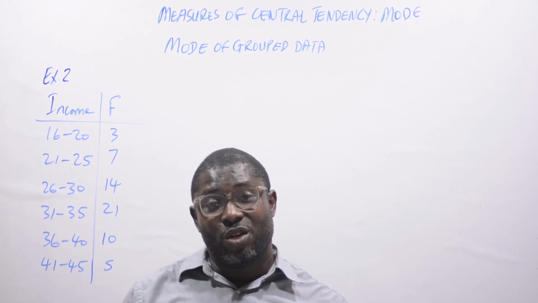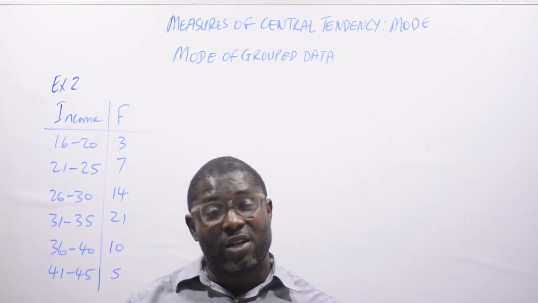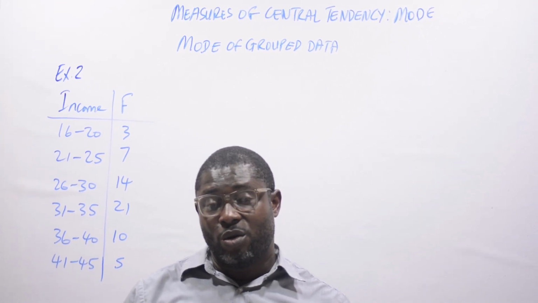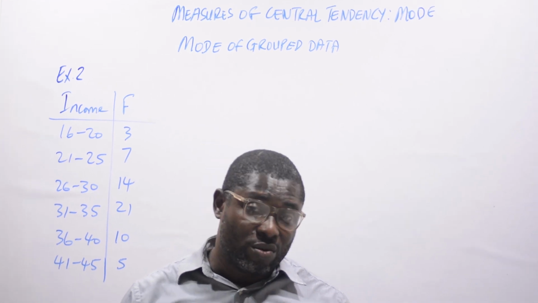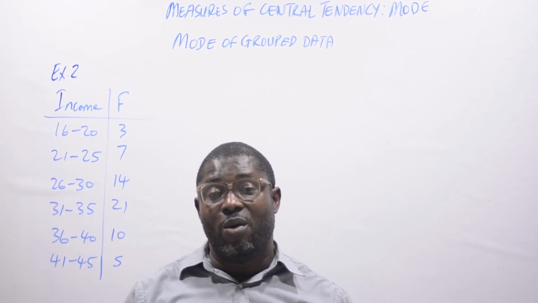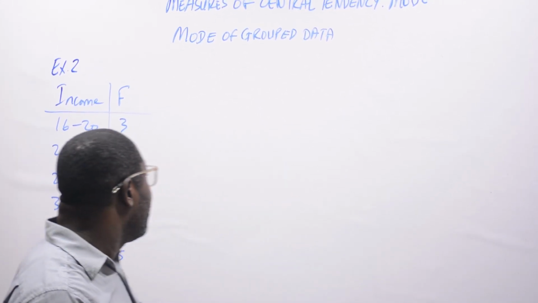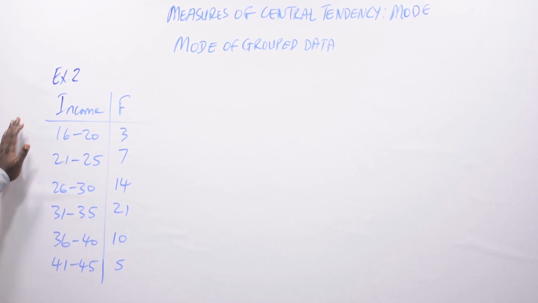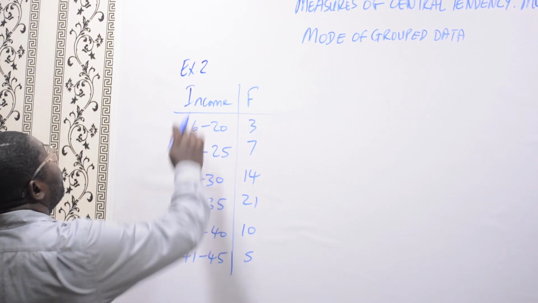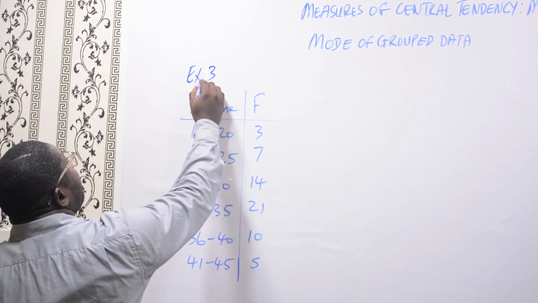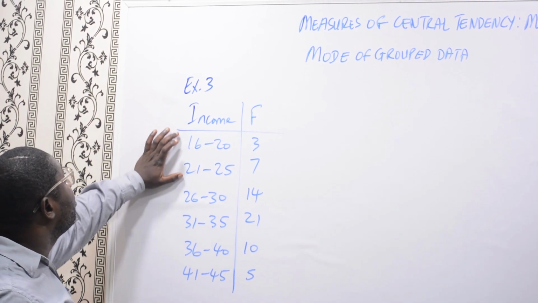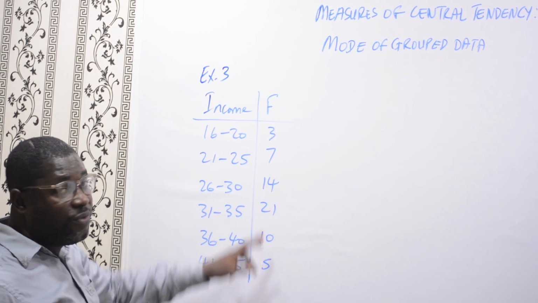Thank you very much for joining me once again on this lecture series on modes of group data. We're going to look at one more example to illustrate how we can determine the mode of group data. Let's look at what we have on our workboard. This is example 3, where we have a distribution, the income, and then the frequency.